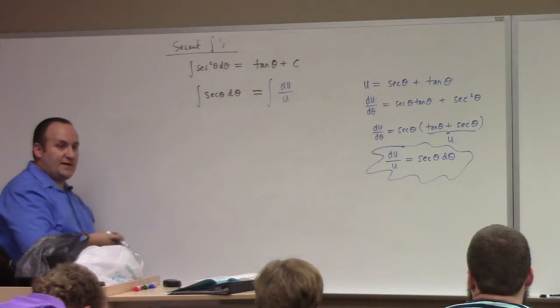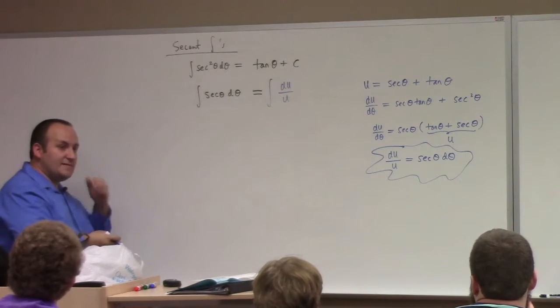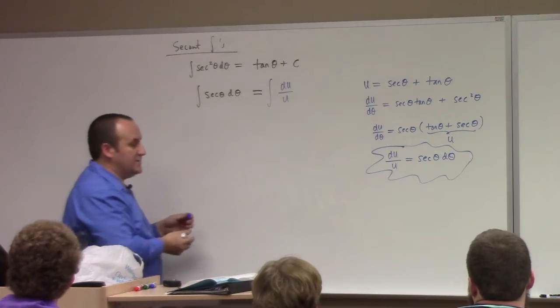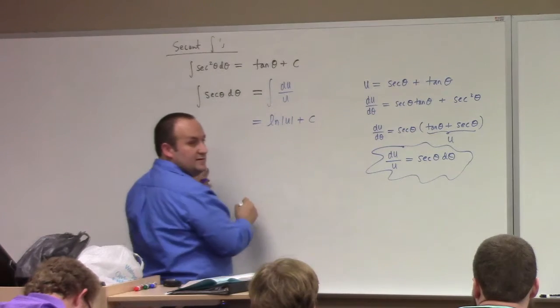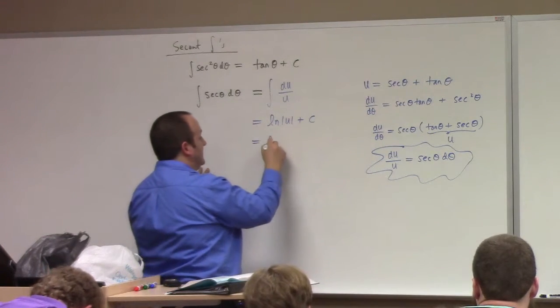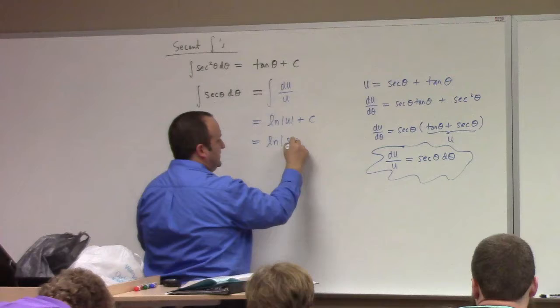This is a rather different kind of u substitution than you're used to, right? But it is just a u substitution. Natural log the absolute value of u plus a constant. And there you have it. That's the integral of secant: natural log the absolute value of secant theta plus tangent theta plus a constant.